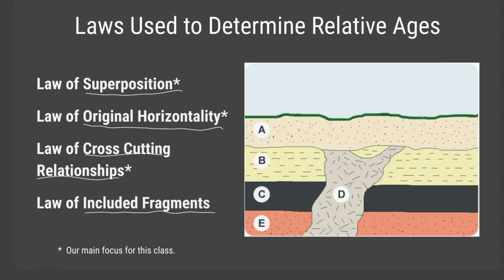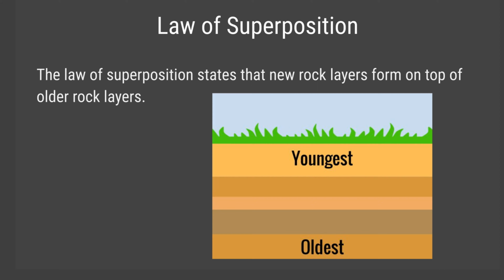Let's go ahead and start with the law of superposition. The law of superposition states that new rock layers must form on top of older rock layers. So that's suggesting that this rock layer down here would have been laid down first. The sediment would have fallen from a river or a lake or an ocean. It would have settled at the bottom, and then over time newer sediment would have formed on top of that, and then eventually newer sediment on top of that.